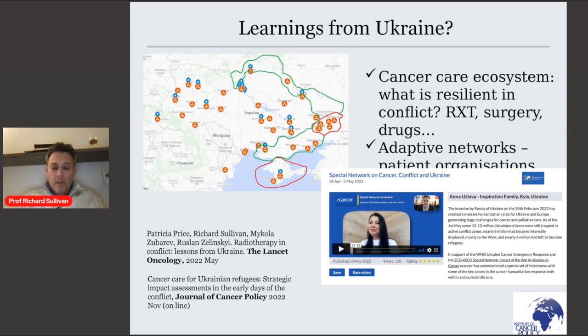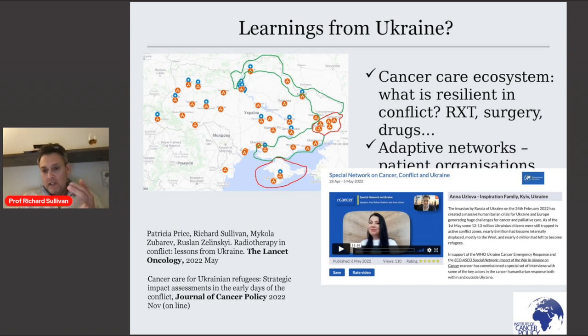Ukraine's really been a really interesting case in point here. First of all, there's an entirely new cancer care ecosystem. This is a country that essentially had gone through the demographic transition, that had a proper national cancer control program before the 24th of February, that had a number of cancer centers across all the different oblasts. And what we've seen there is some really radical changes. We've seen two things mainly.